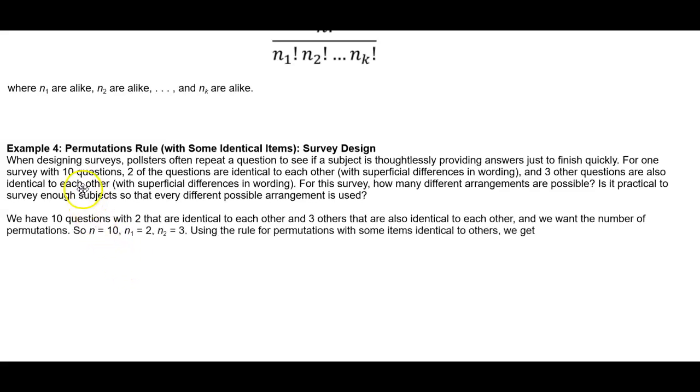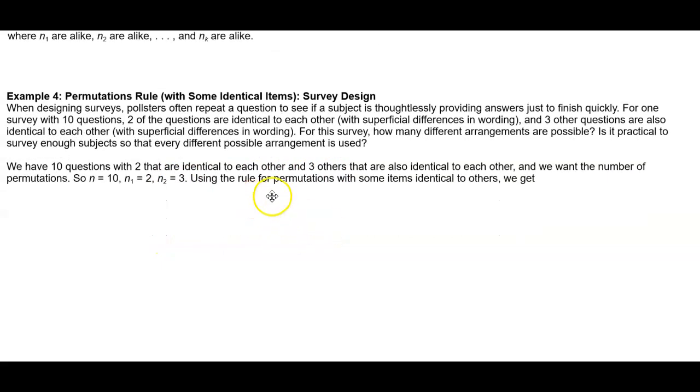Now, we have a total of 10 questions with 2 that are identical to each other and 3 others that are also identical to each other. We want the number of permutations. So we know the value of n is going to equal 10. n subscript 1 is equal to 2 because there are 2 that are identical. n subscript 2 is going to equal 3 because there are 3 that are identical. So we're going to use the rule for permutations with some items identical to others.